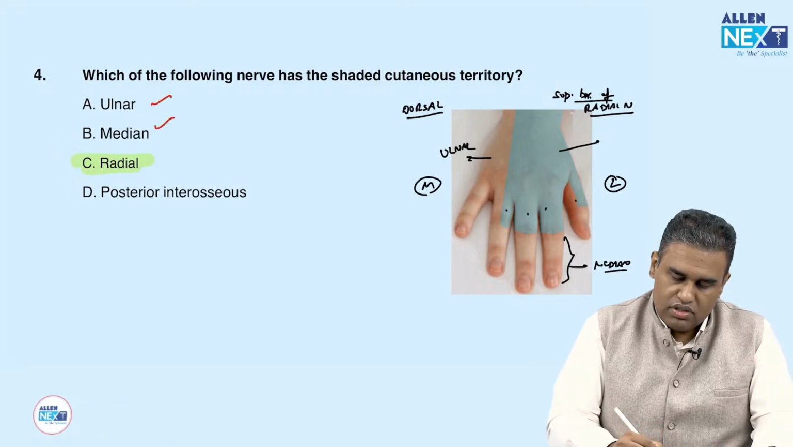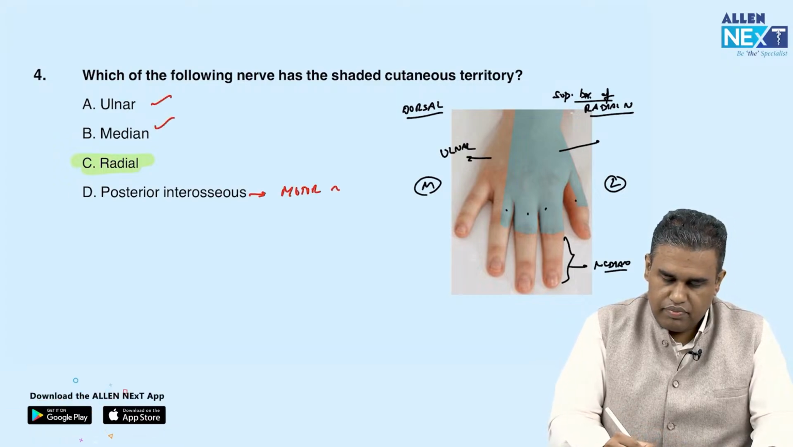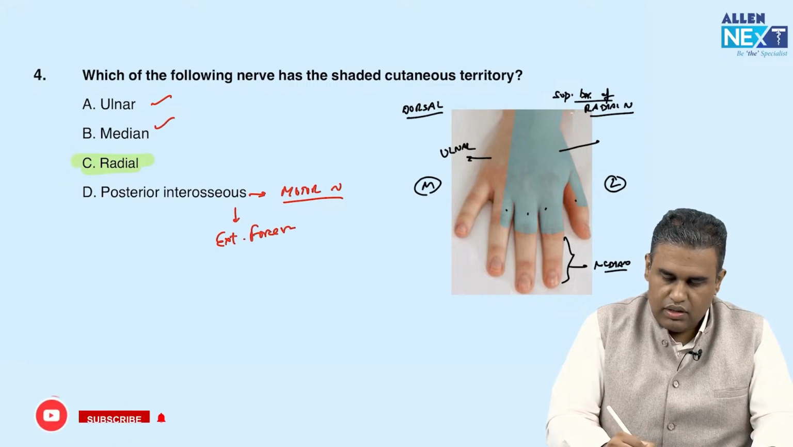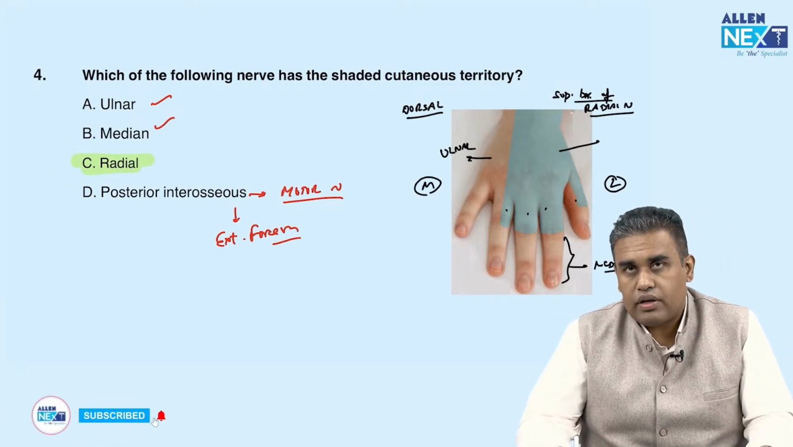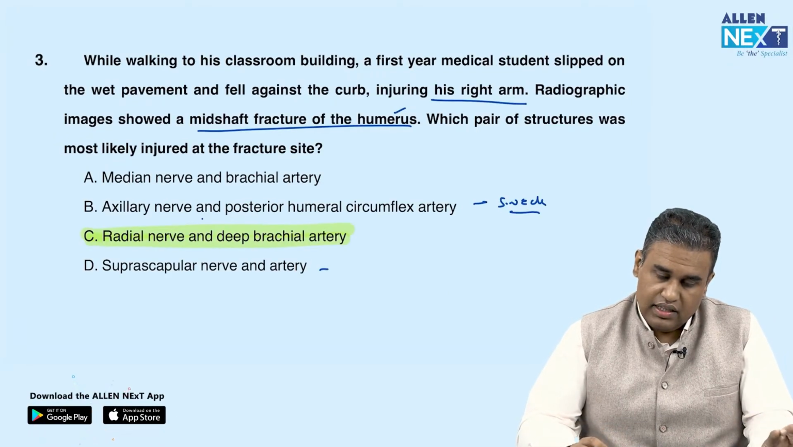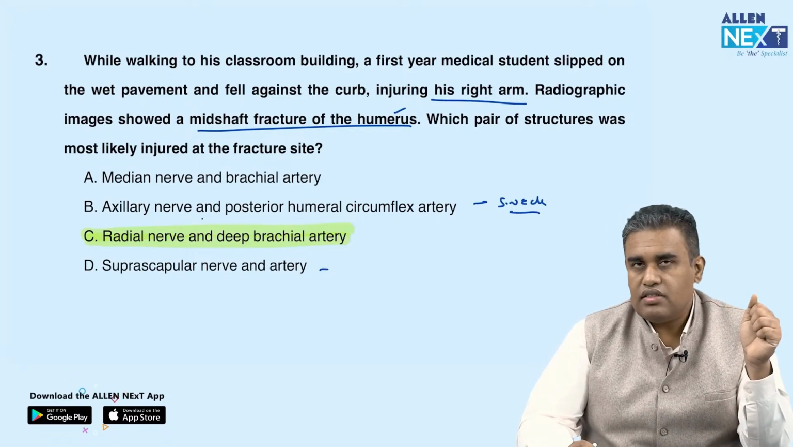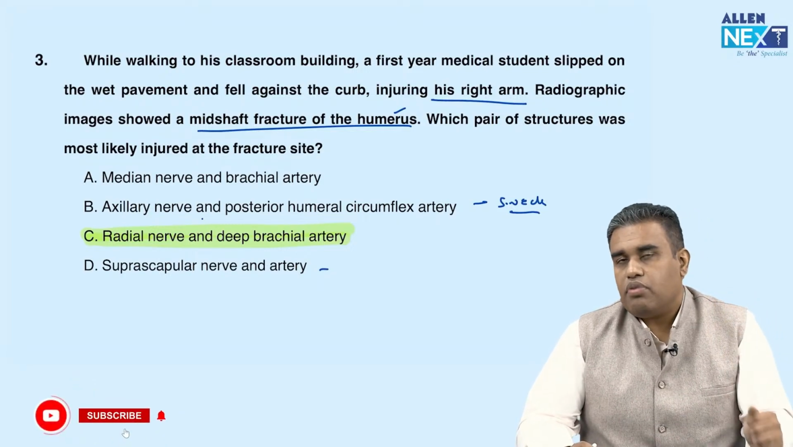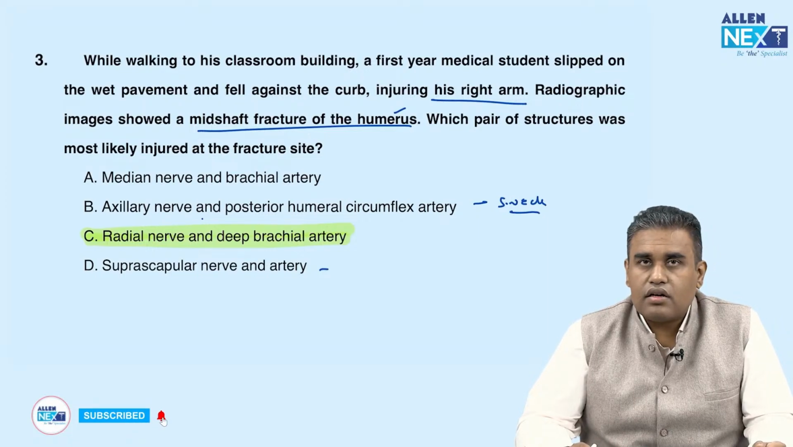Looking at the other options: ulnar, median. We have seen that the posterior interosseous is a pure motor nerve. It supplies the extensors of the forearm, so no need to worry about it. Hand cutaneous supply questions come a lot, so you've seen this question on the topic. Here, again, the injury: see, upper limb or lower limb, the injuries and the joints are important. They are the ones which are injured, which are the clinical cases over here.